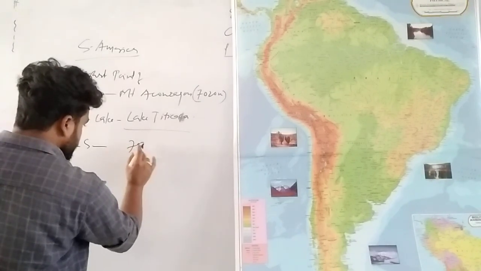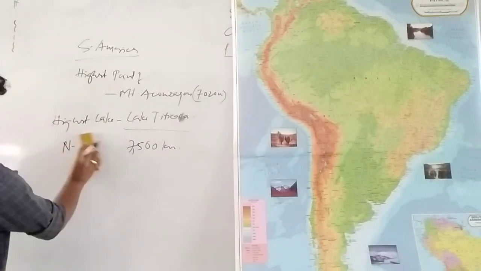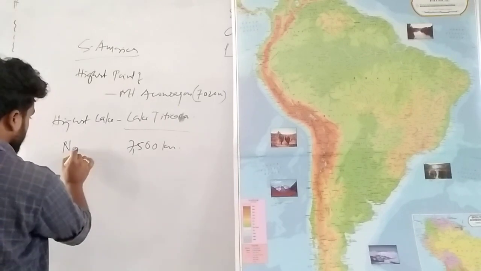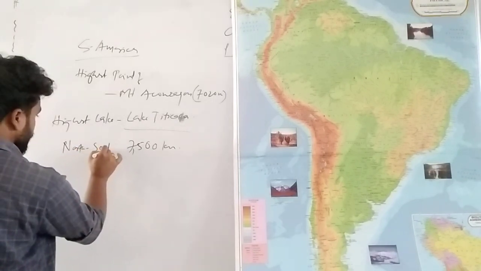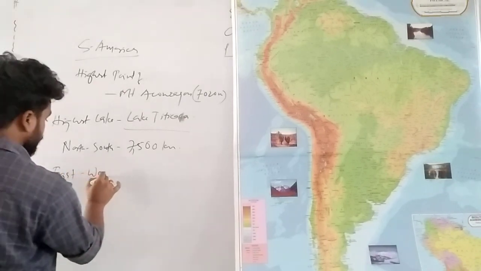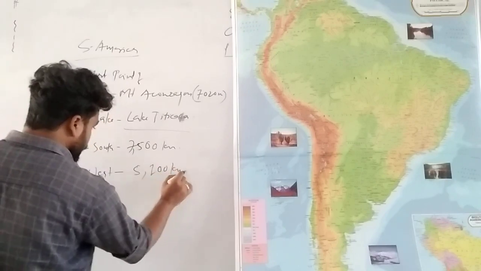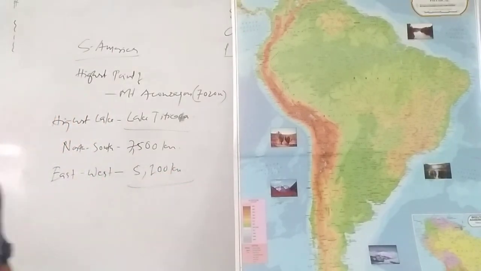From north to south, 7,500 kilometers. Again, east to west, 5,100 kilometers. This figure only we have to remember.